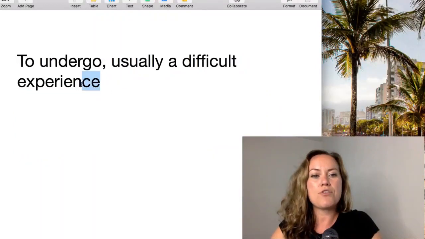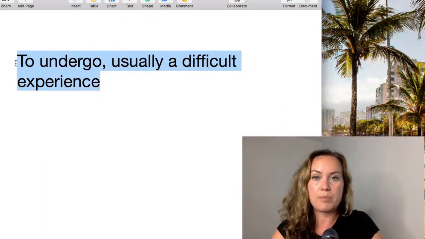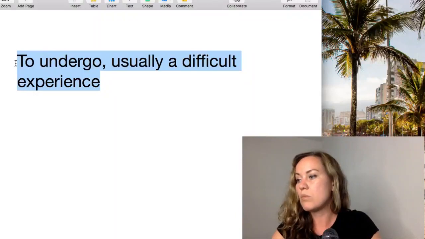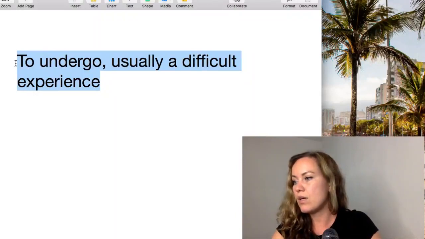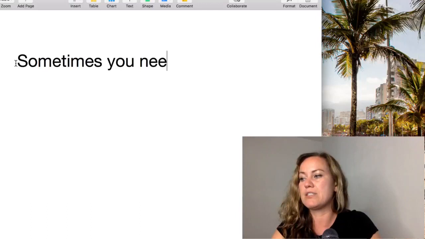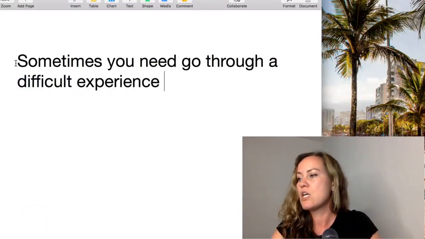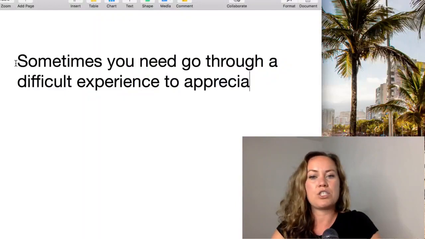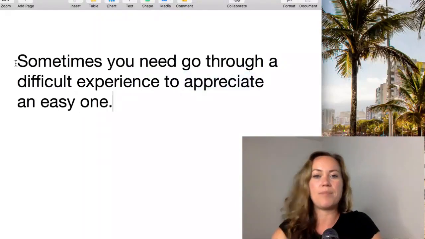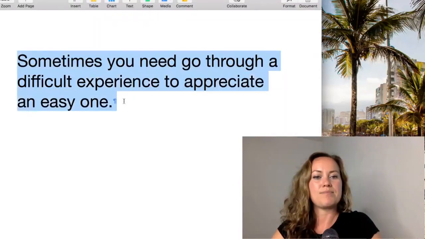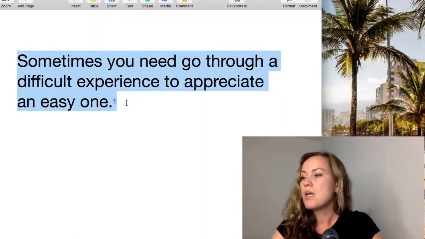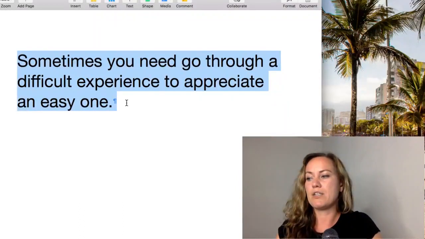Let's look at another example. We have more examples on the blog, but one more example. Sometimes you need to go through a difficult experience to appreciate an easy one. Excellent. So this is very common. Let's look at another way of using to go through.